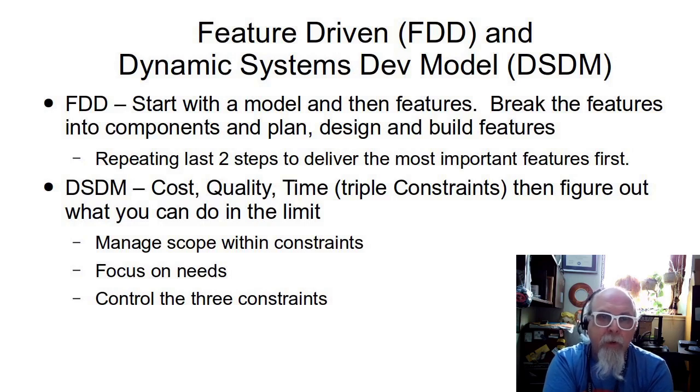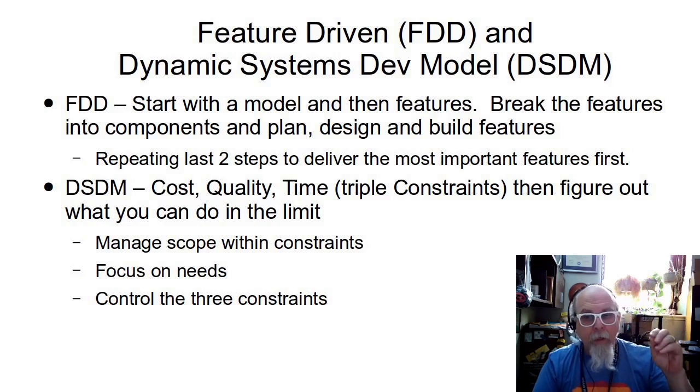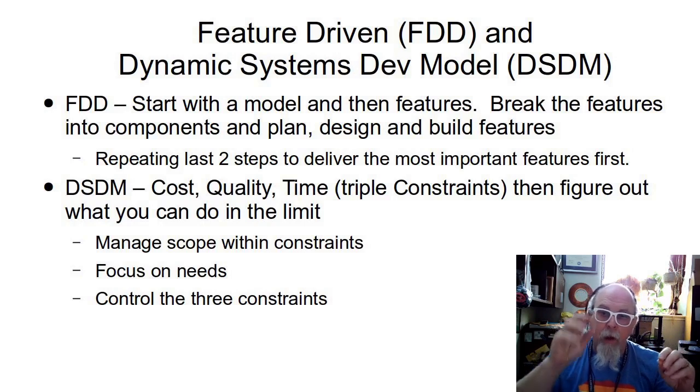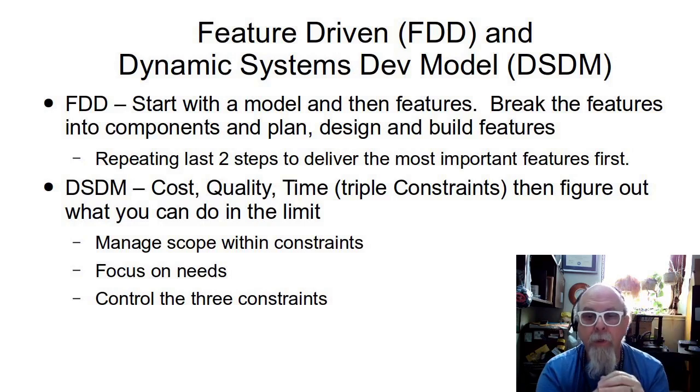So feature-driven and Scrum has parts of feature-driven in it, as well as the dynamic systems model, which takes scope within the constraints and focuses on the needs of the user. Remember the old triple constraints? I mentioned it in the last video. Time, money, and quality. Time, money, and quality are the triple constraints.